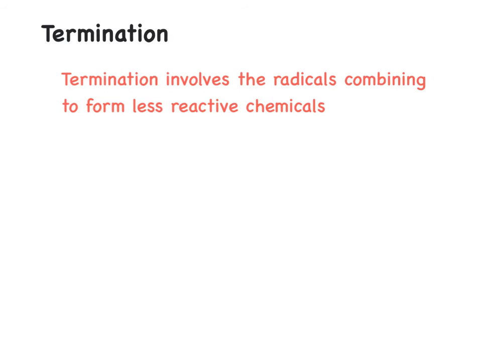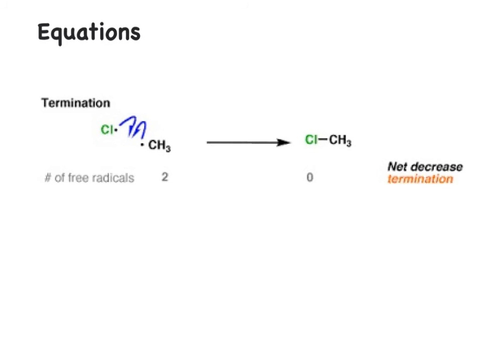Finally, we can have termination. Now, termination basically involves combining of radicals to form a less reactive compound, as I've said here. So in our example, we are going to simply put these two radicals together, the chlorine radical and the CH3 radical, to form that structure. Notice that we started off with 2 free radicals and end up with 0.